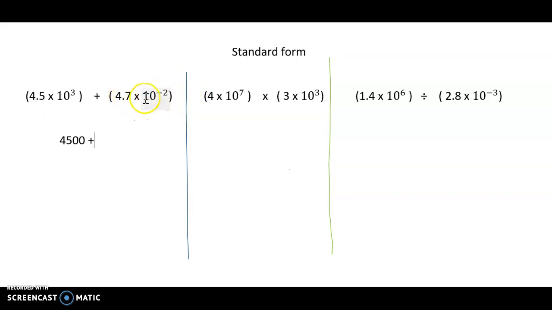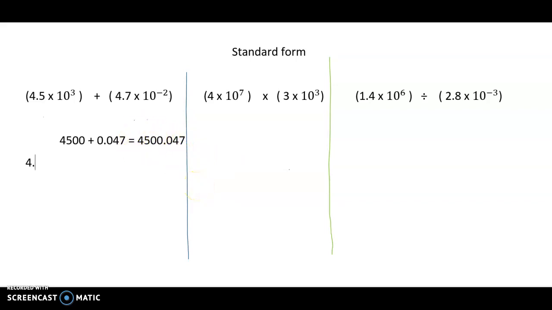Now this number here we've got to add on is a small number because it's got a minus number. So this is telling you it's 0 point something, and the 2 is telling you there's 2 zeros, so it's 0.047. And I check it because to move the decimal place between the 4 and 7 like it is here, I need to move it back 2 places. Then you will add these together, so you get 4500.047.